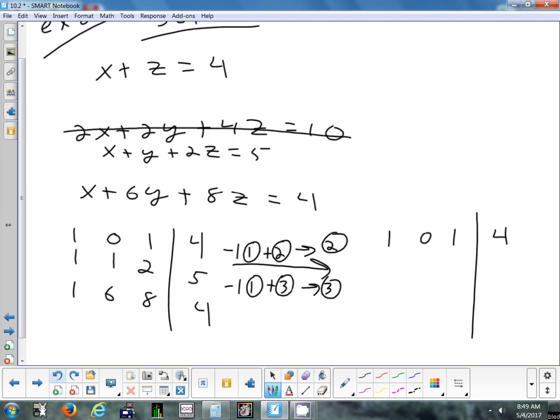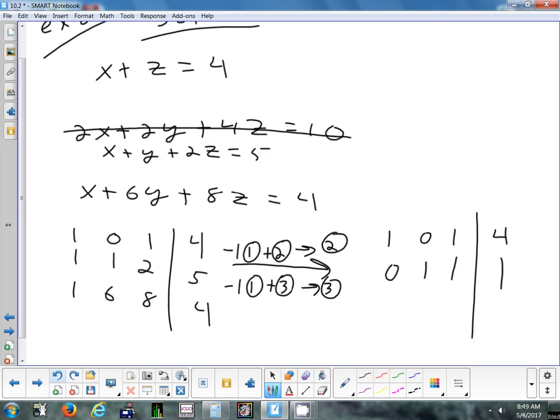Now, what's 1 times negative 1 plus 1? And 0 is going to make arithmetic easy. So 0 times negative 1 is going to stay the same, and then we add it to 1. We still get 1. 1 times negative 1 plus 2? 1. 4 times negative 1 plus 5? 1. A lot of ones.